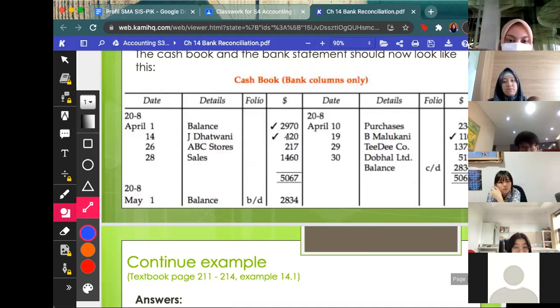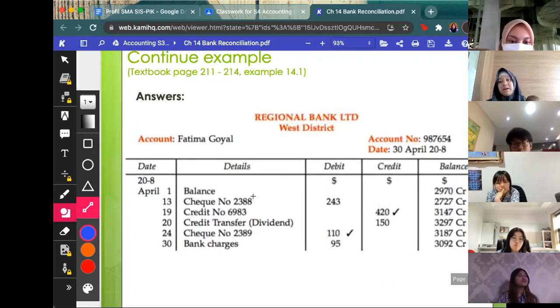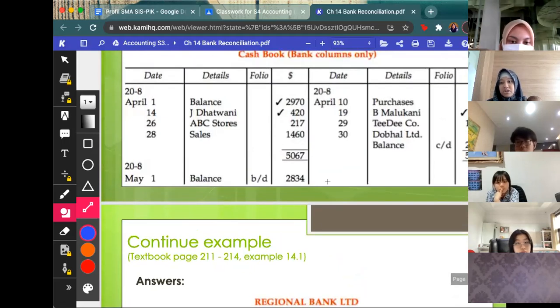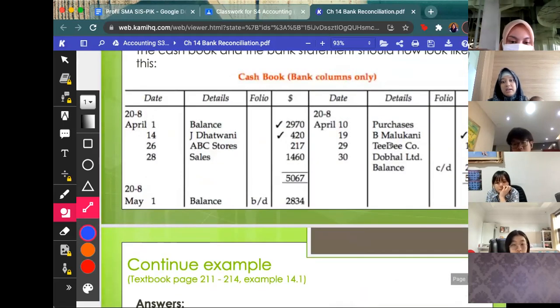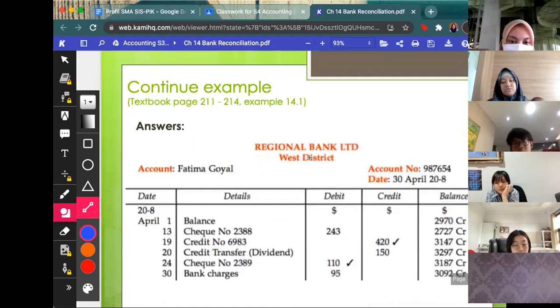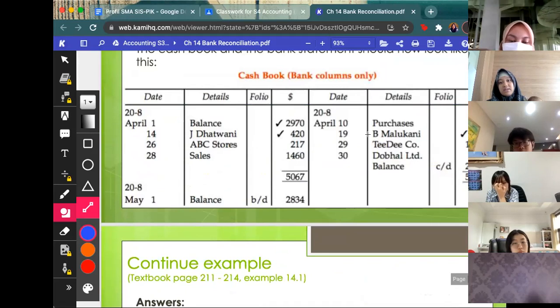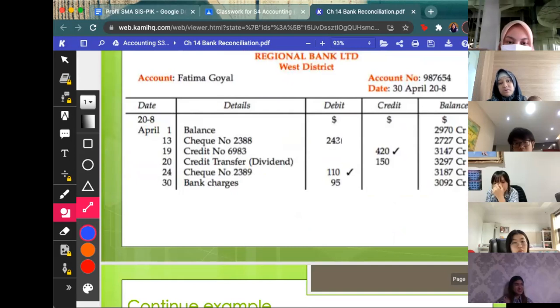J.20 for 420. Even though we put J.20 here, the bank statement did not show J.20, but find the same amount. The same amount is 420. Then we put the checklist. And then 217 is not shown in the bank statement, so we did not put a checklist on that. Purchases also are not shown here. Well, actually it is shown on 243.